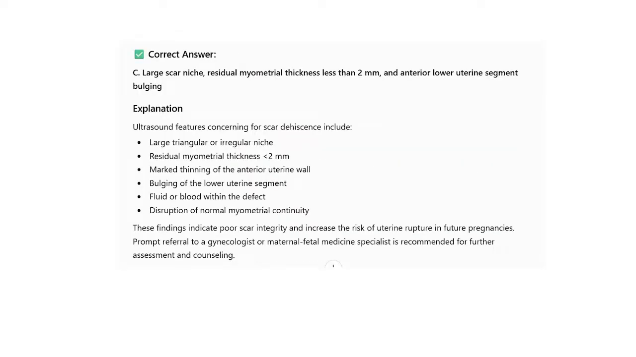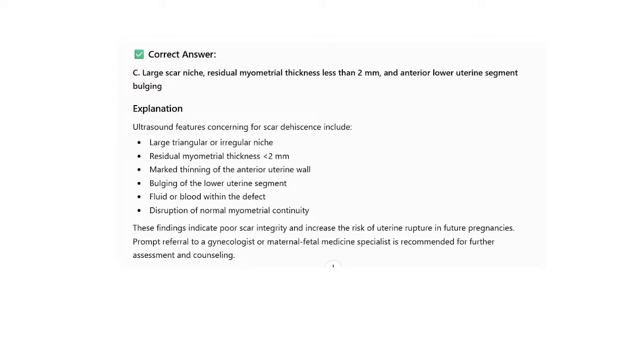A large scar niche, residual myometrium thickness less than 2 mm, anterior lower segment bulging. The explanation being, ultrasound features concerning for scar dehiscence include a large triangular or irregular niche, residual myometrium thickness less than 2 mm, marked thinning of the anterior uterine wall, bulging of the lower uterine segment, fluid or blood within the defect, and disruption of normal myometrium continuity. These findings indicate poor scar integrity and increase the risk of uterine rupture in future pregnancies. Prompt referral to a gynecological or maternal fetal medicine specialist is recommended for further assessment and counseling.